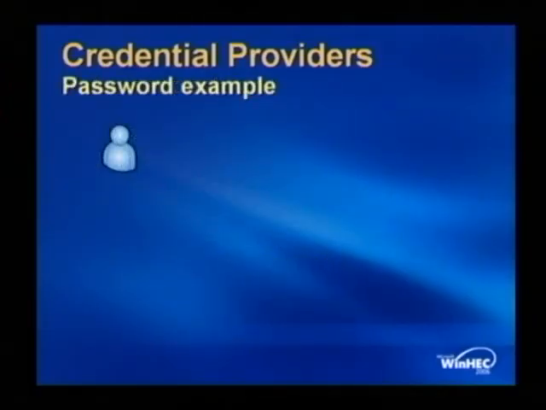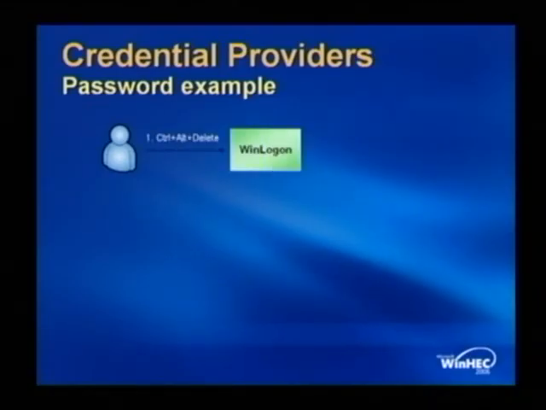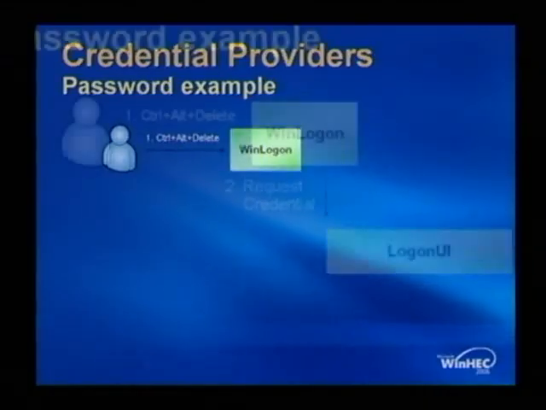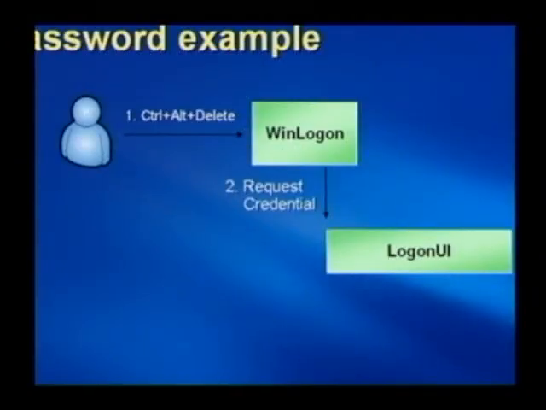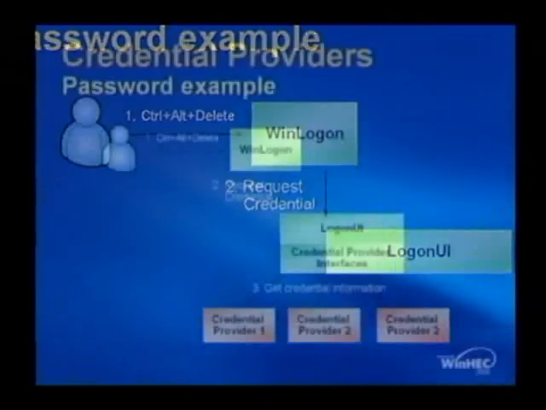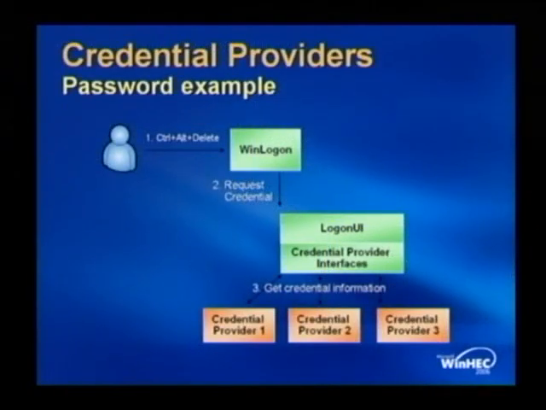So just to give you an example of how the password credential provider works. The user presses Ctrl-Alt-Delete, and WinLogon intercepts this event. Now we need to request a credential from the user. So the login UI enumerates all the credential providers that are available on the system. So in our case, we have 3 credential providers.